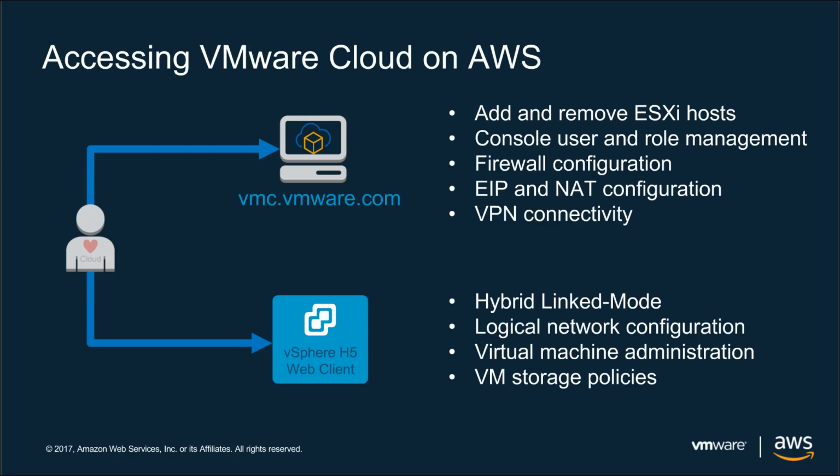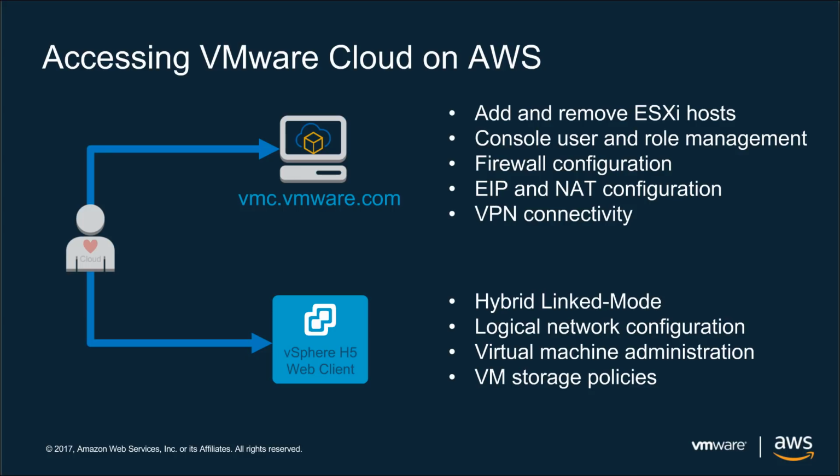So once you have an SDDC provisioned, you essentially have two different places you can go to. One is the vmc.vmware.com console. So this is where you can do things like add and remove hosts if you want to grow or shrink your cluster. If you want to create new users for your organization and assign those roles, whether it be an admin or a member user. You can do firewall configuration. So VMware's actually created a really intuitive interface that allows you to manage basic network configuration.